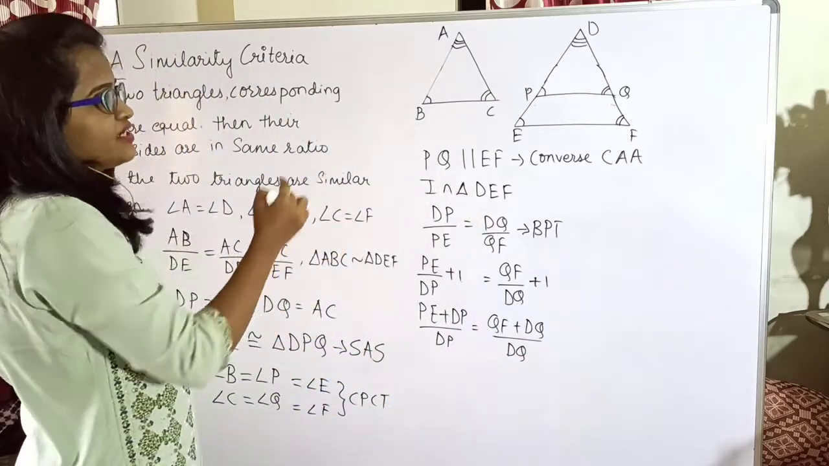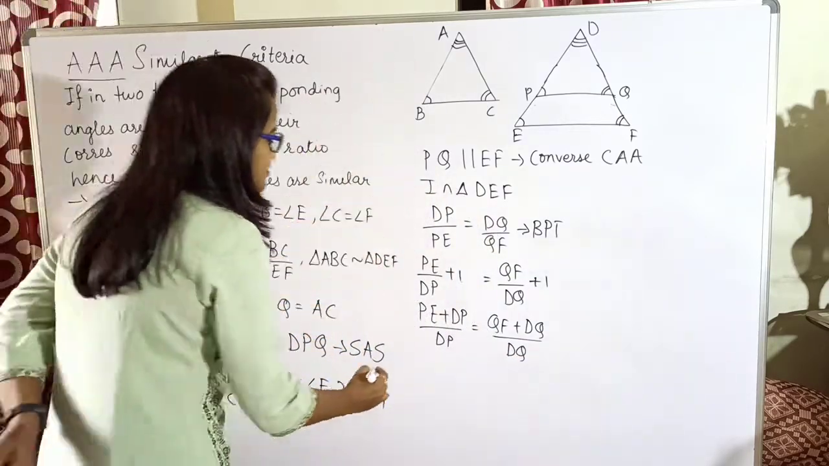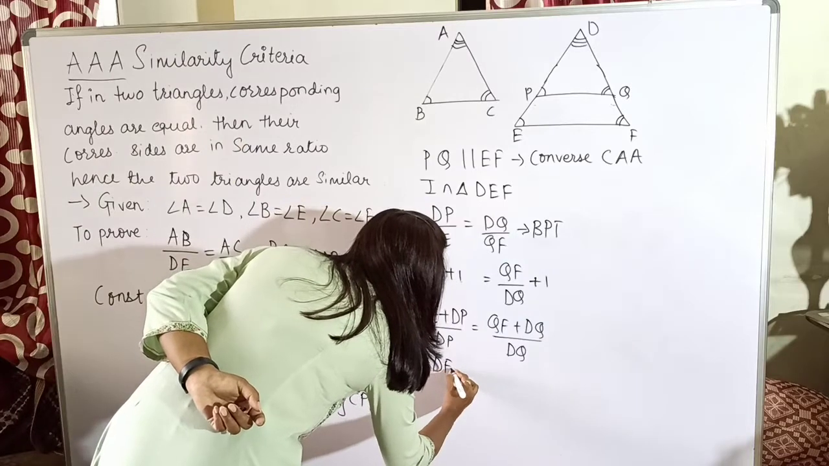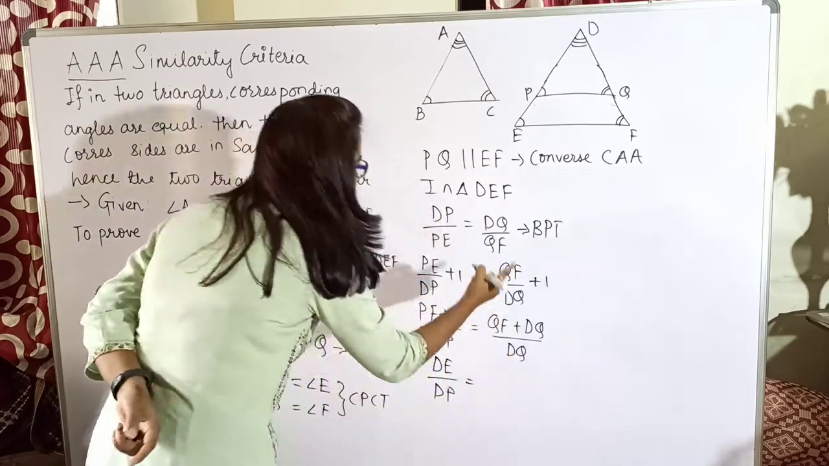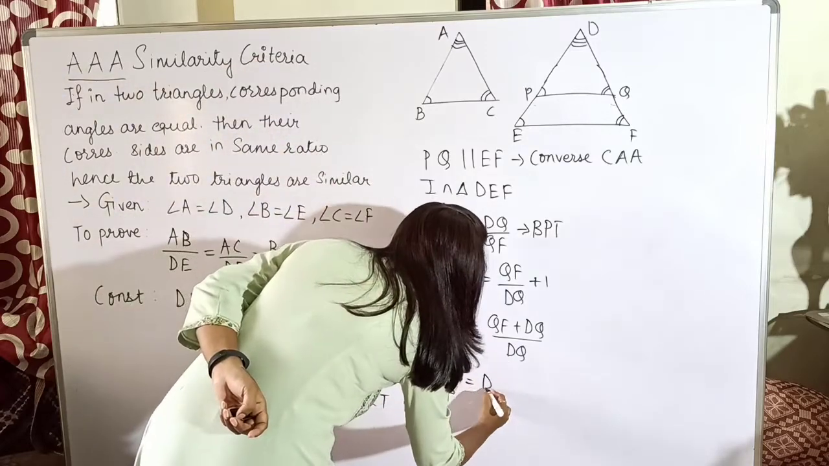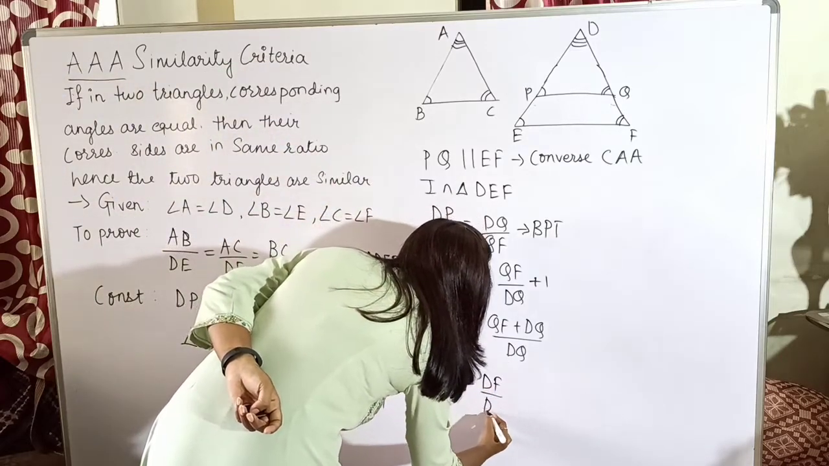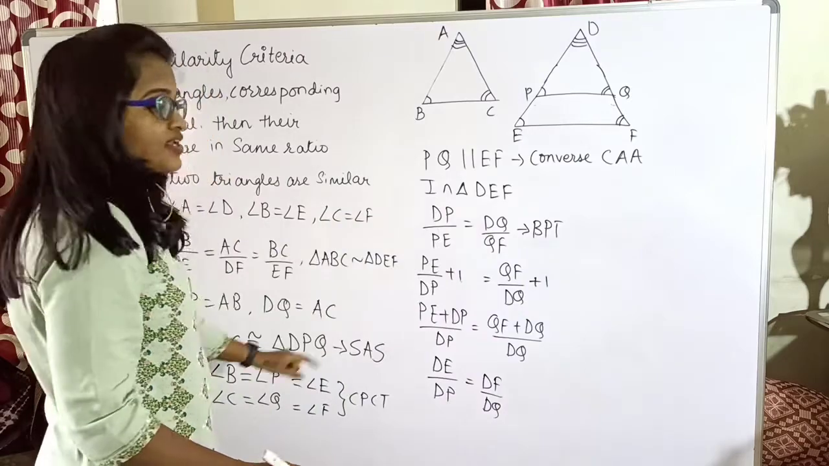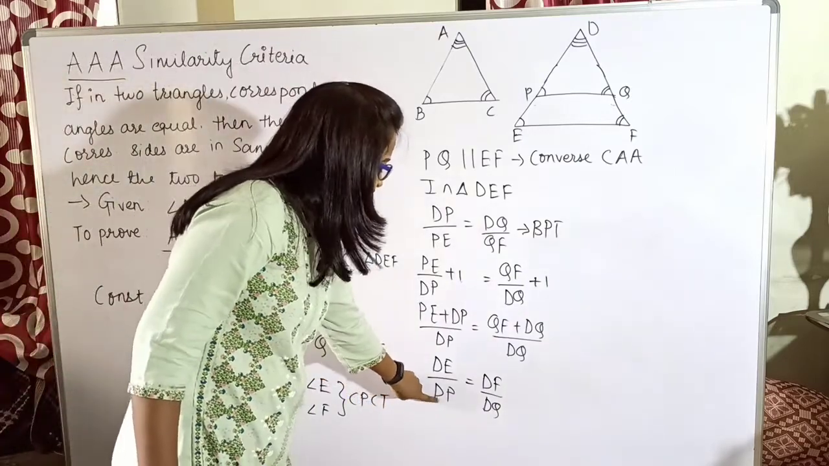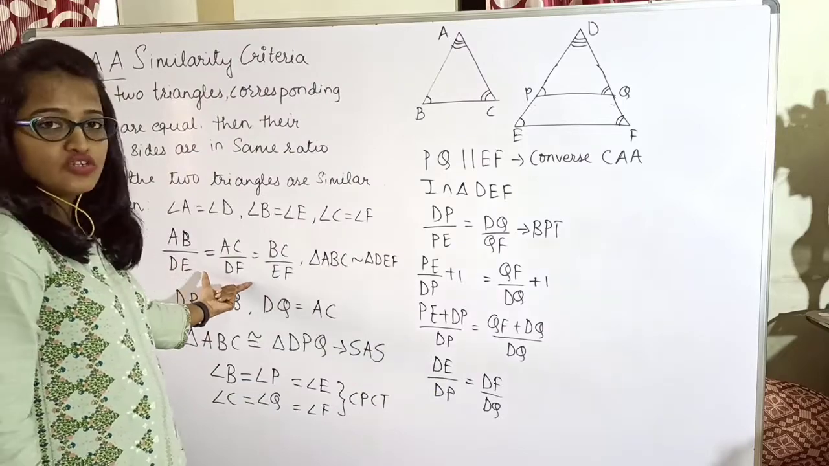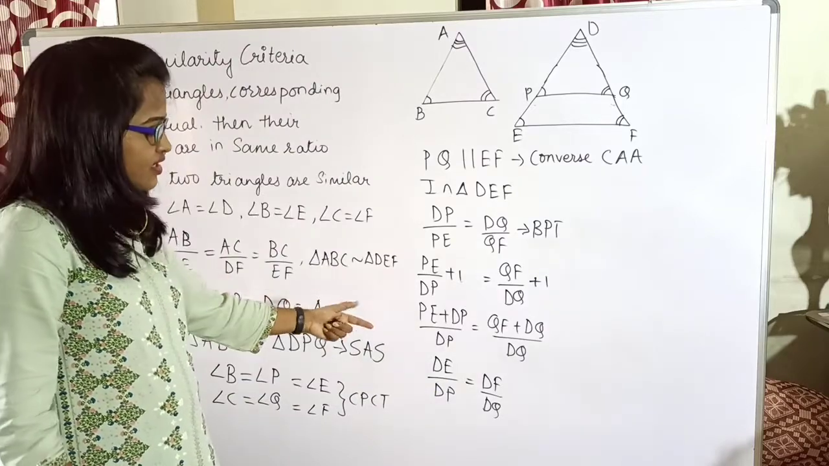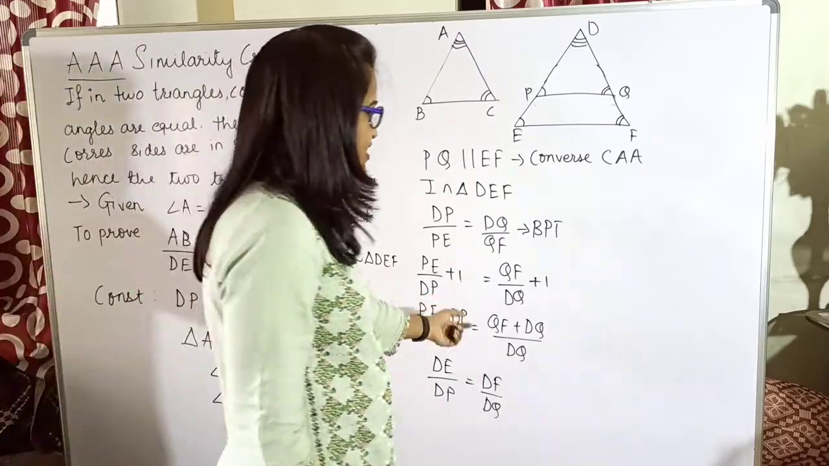So what is PE plus DP? The whole length DE upon DP, whereas what is QF plus DQ? The whole length DF upon DQ. Okay. Now if I replace this DP by AB and DQ by AC, I will be getting the first two ratio, but I wanted it inverse, so again take its inverse.